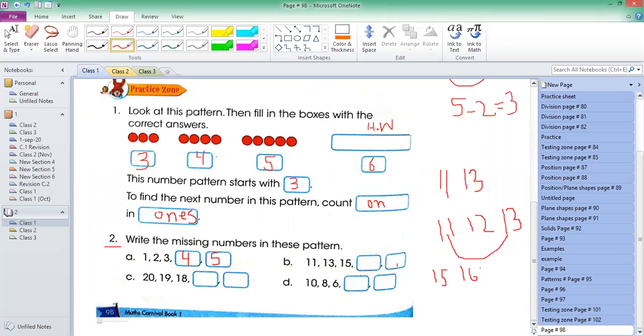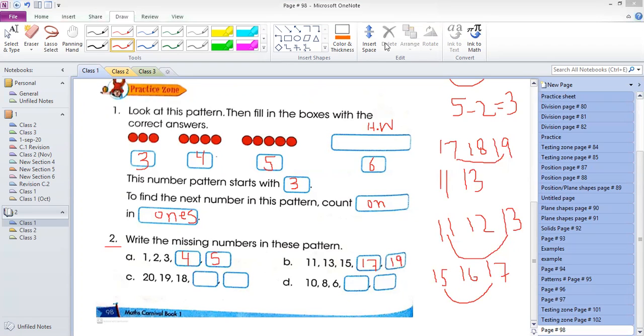After 15, it comes 16 and then 17. So counting in twos, skip 16 and the answer will be 17. From 17, if you do 17, 18, 19, the answer will be 19. So 17 and 19. Clear, guys?